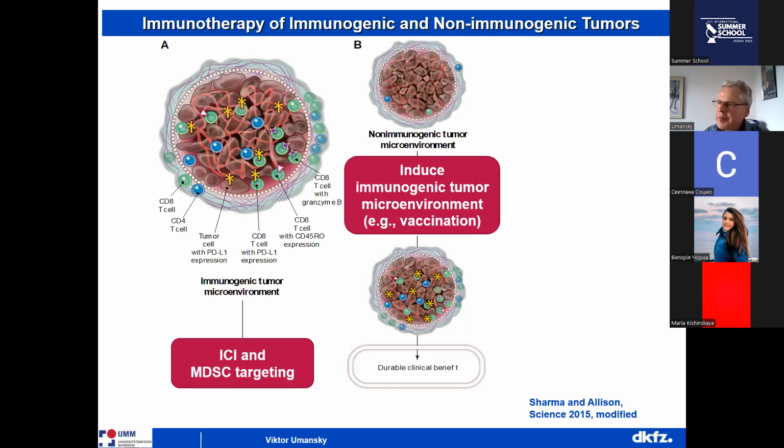for example, peptides which are uniquely expressed in this particular tumor. So these are so-called specific tumor antigens, which are not expressed, for example, in host cells, and then we can use the combination of immune checkpoint inhibitors and MDSC targeting.